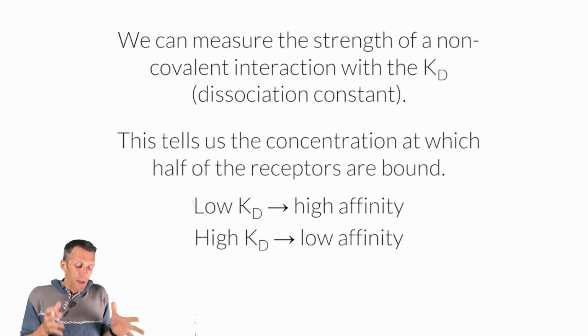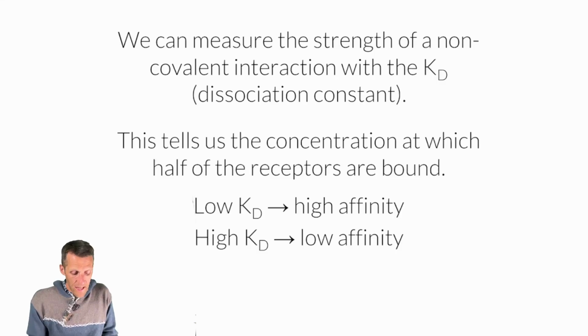Okay, so we can measure the strength of a non-covalent interaction with the KD, the dissociation constant. And this tells us the concentration at which half of the receptors are bound. So a low KD implies high affinity. A high KD implies low affinity. It feels a little bit backwards, but it's because the KD is telling you the concentration of half binding.